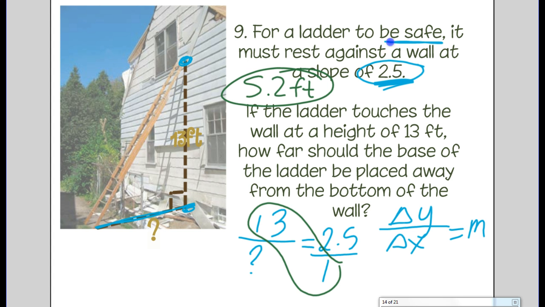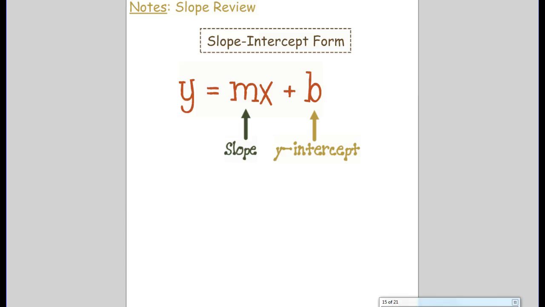Are we going to be cross multiplying now? We'll do it more in the unit that comes after winter break. We'll cross multiply more.